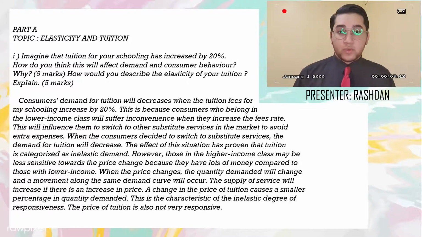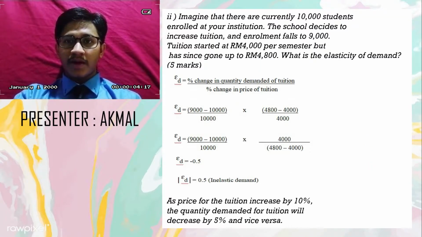A change in the price of tuition causes a smaller percentage change in quantity demanded. This is the characteristic of the inelastic degree of responsiveness. The price of tuition is also not very responsive. Now, I would like to explain about Part A, Question 2.